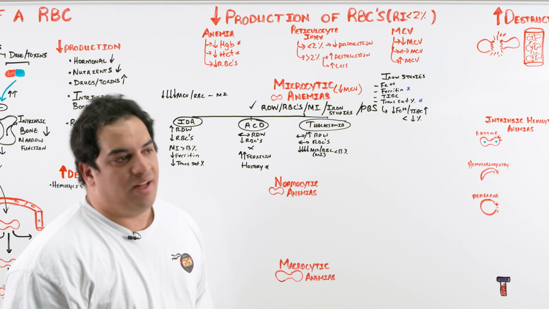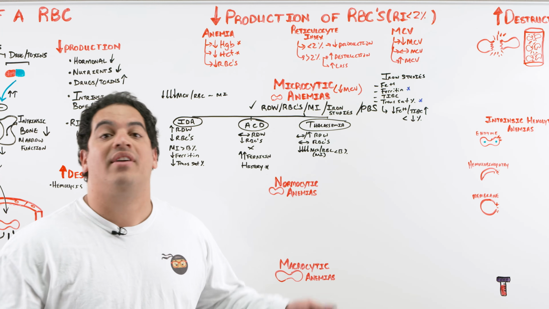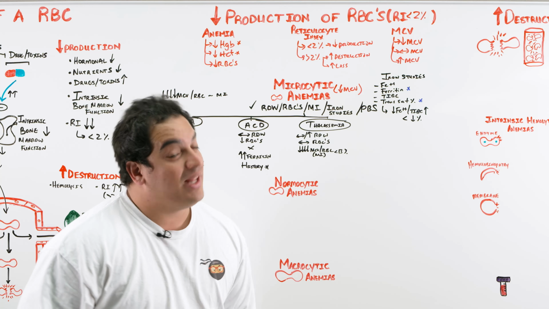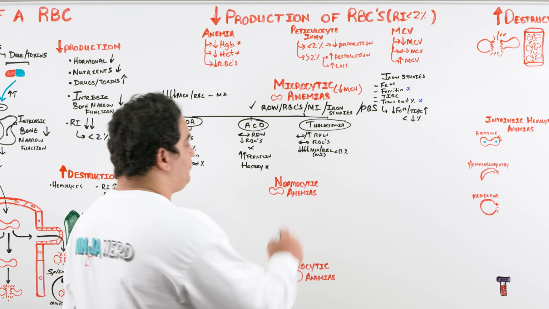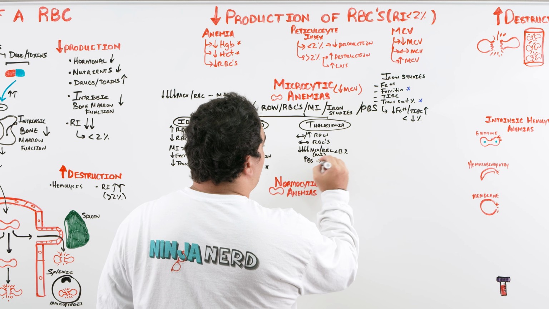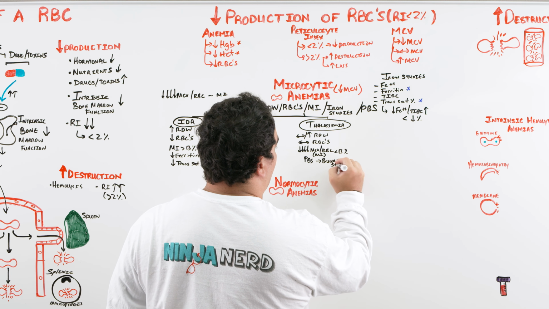Next thing is my iron studies. They're usually not very helpful, okay, because they can be relatively normal. So they're not very helpful, and I wouldn't worry about those too much. The peripheral blood smear can actually be somewhat helpful. For these patients, the peripheral blood smear may show something called basophilic stippling.